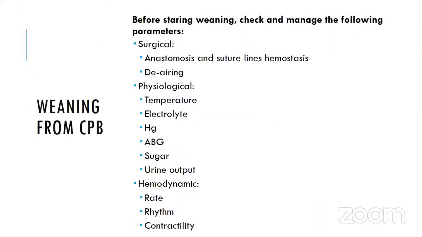Before starting weaning, manage the following parameters. From the surgical point of view: anastomosis, suture line, hemostasis, and de-airing. Physiological parameters including temperature, electrolytes, hemoglobin, ABG, sugar, and urine output. Hemodynamic parameters including rate, rhythm, and contractility.